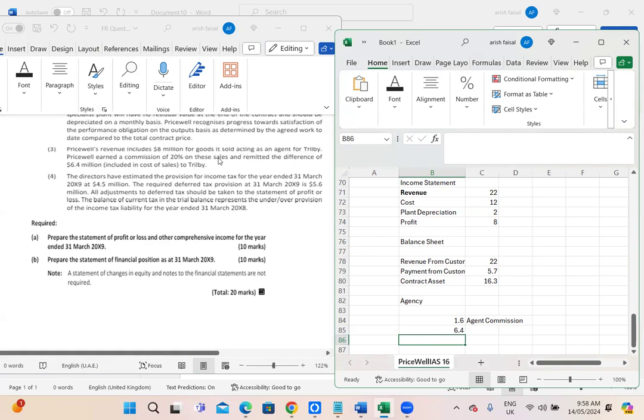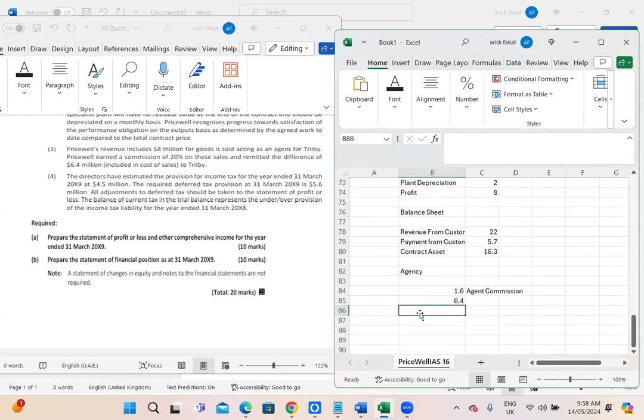And yeah, earned a commission on this and remitted the difference of 6.4 million to Trilby company. So they have remitted the difference of 6.4 million, which is included in the cost of sale, to Trilby. So that's also incorrect. So what you're going to be doing is that you will say debit revenue. Okay. So you need to reduce the revenue by 6.4 million, and you will also reduce your cost of sale with the amount of 6.4 million.